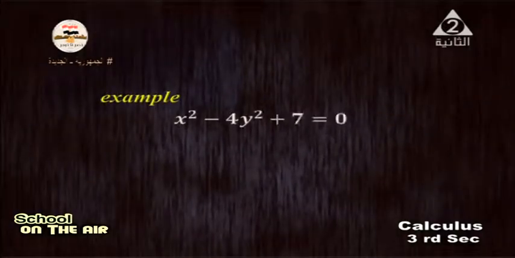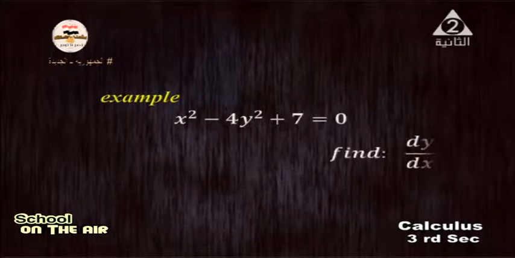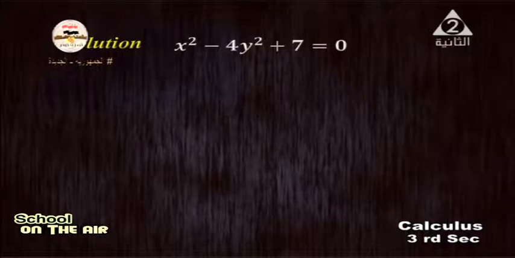Now let's start with the first example. If x power 2 minus 4y power 2 plus 7 equals 0, find dy dx. This relation x power 2 minus 4y power 2 plus 7 equals 0 is called the implicit relation between the two variables x and y.